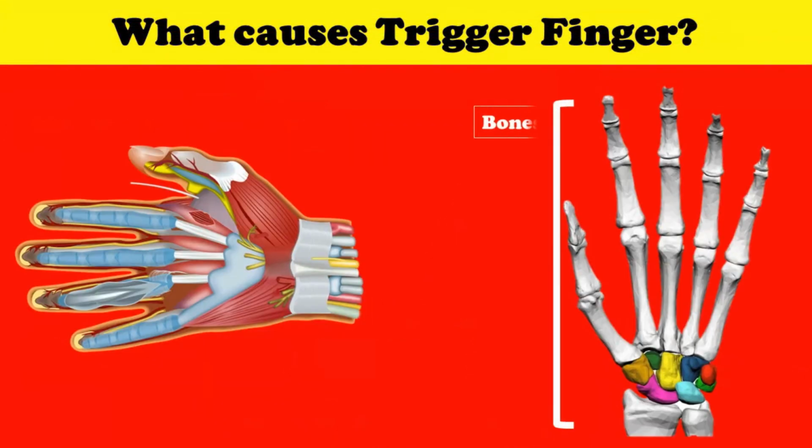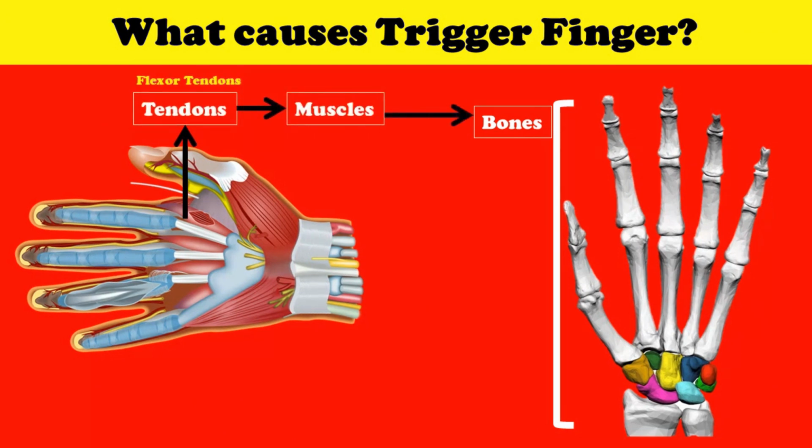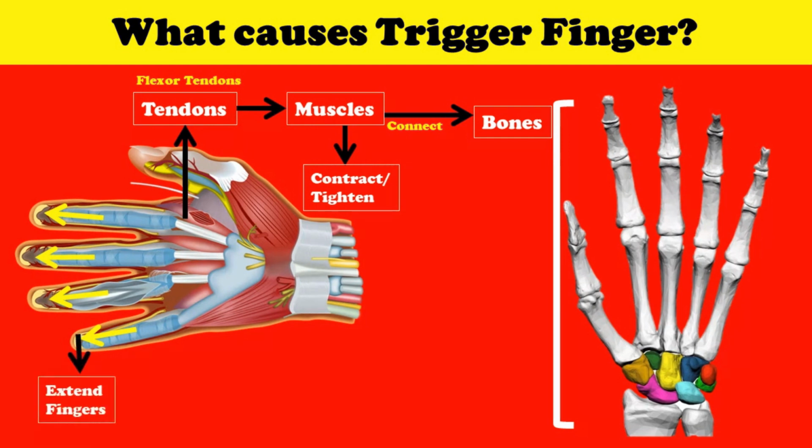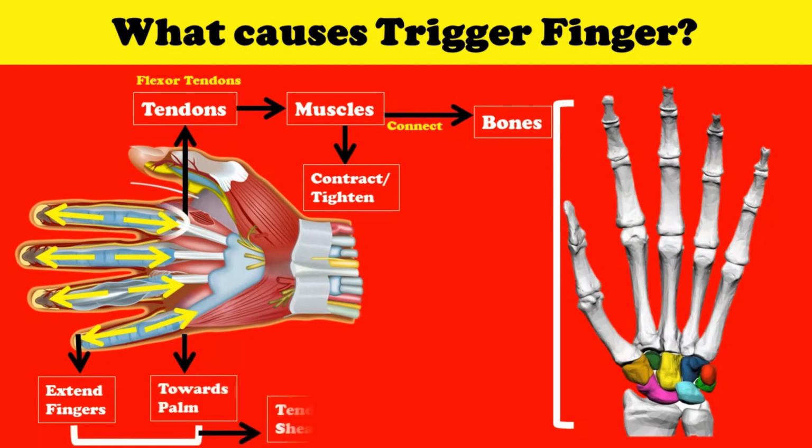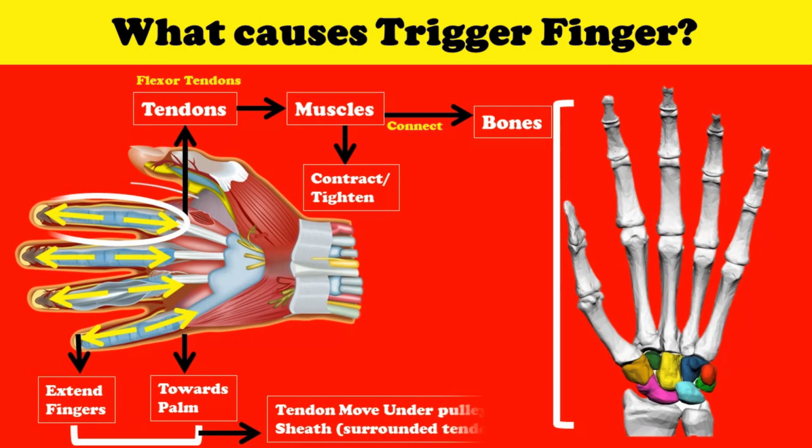There are bones and tendons in the hands and fingers. Tendons move and connect muscles and bones together. The muscles in the fingers provide flexibility in the fingers, which help to straighten the fingers and also help to turn the fingers towards the palm, while the tendon moves within the pulleys. If the pulleys are inflamed, pain is felt during movement, which is called trigger finger.